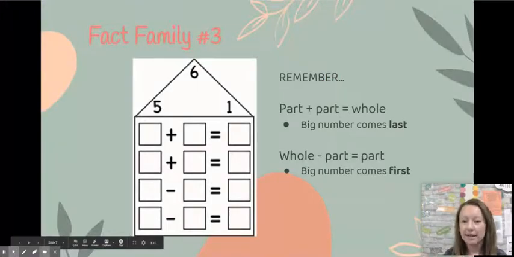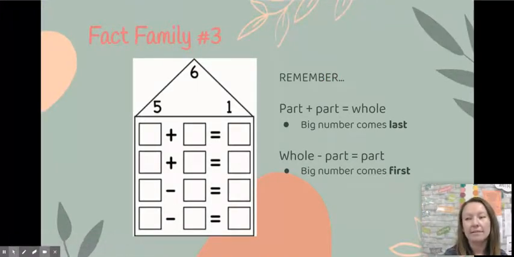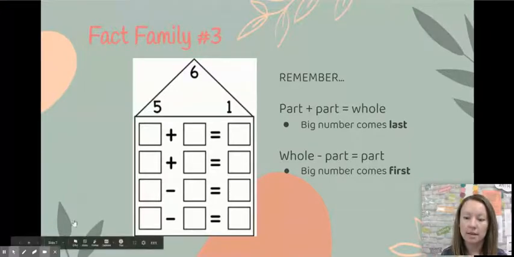For fact family number 3, we have 6, 5, and 1. So remember, just another refresher, when we're adding, it is a part plus a part equals a whole. So remember that big number comes last for adding, and then for subtracting, again, whole minus part equals part. That big number is going to come first. So what do we think our facts are going to be for this fact family? What do we think if we have 6, 5, and 1?